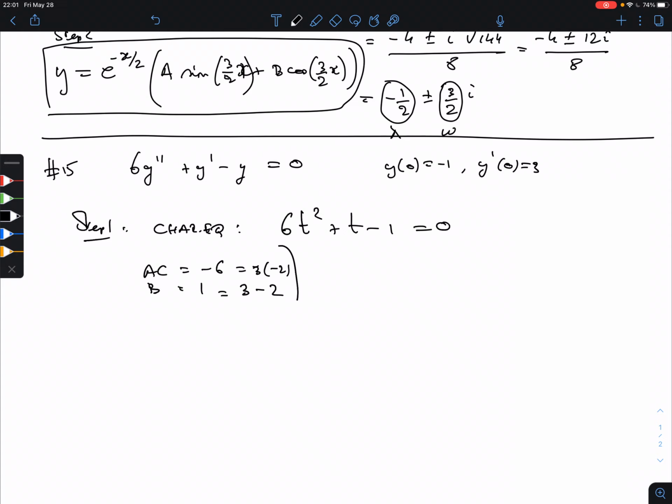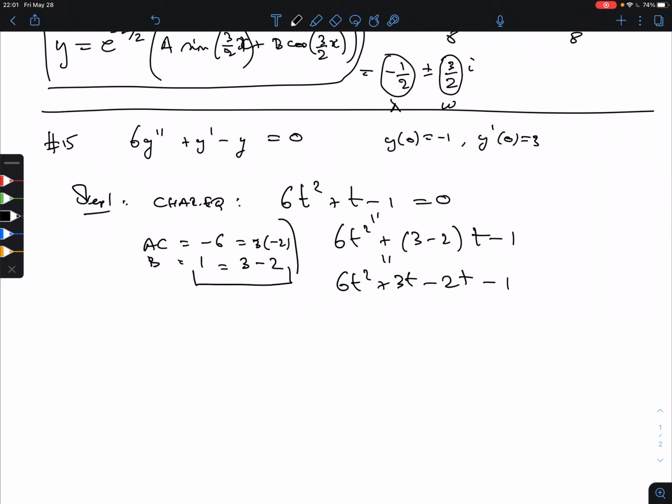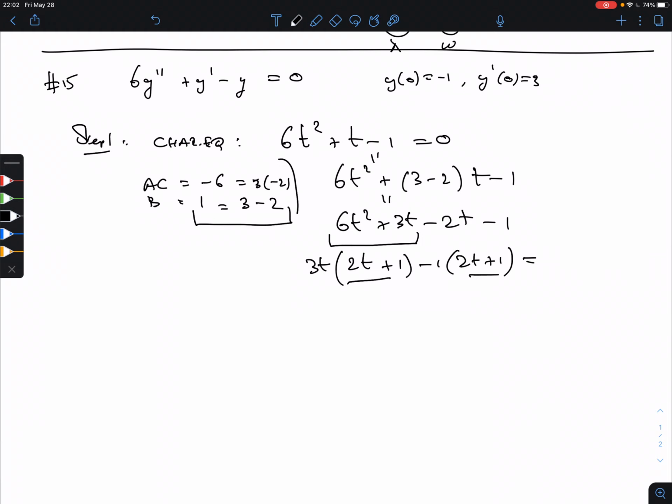What do we do with that? We replace the t in the middle, and we write it as 3t minus 2t, so it is 6t squared plus 3t minus 2t minus 1. And then we group. This is always the same, right? We haven't changed anything. The first two we can factor out to 3t, that is 2t plus 1. And here we can factor out the minus 1, 2t plus 1. So there's a 2t plus 1 that we can factor out now. So 2t plus 1, and what is left is a 3t minus 1.